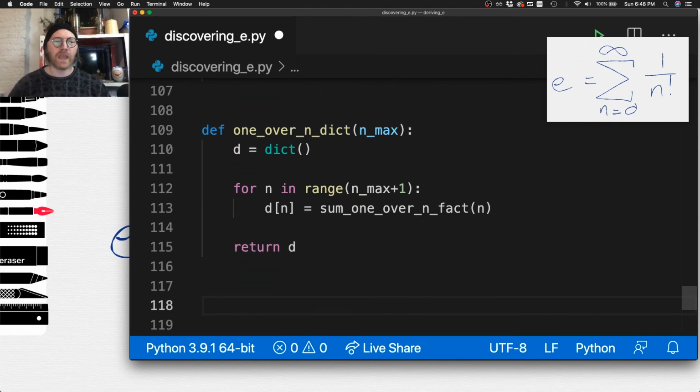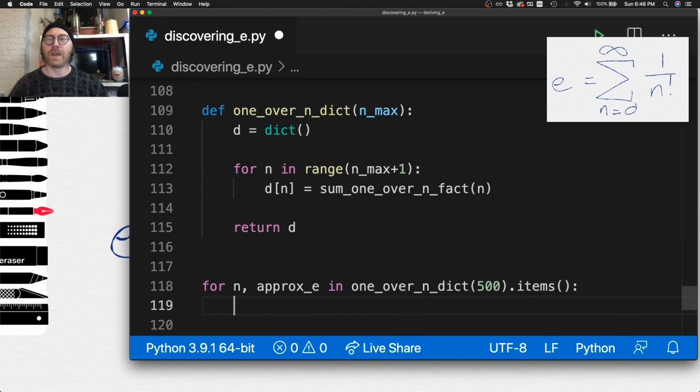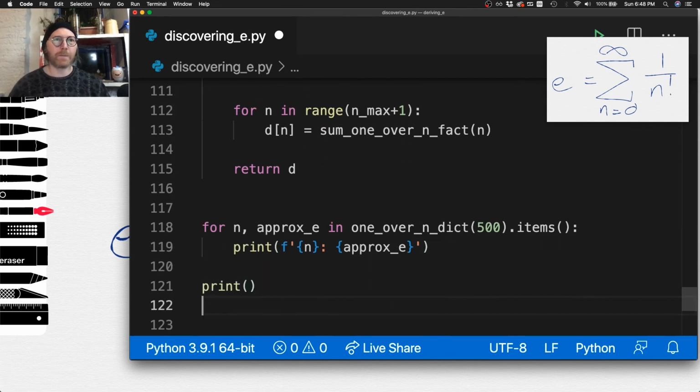And again, we can just traverse one of these dictionaries and see our output. So for n and the approximate e in 1 over n dictionary, and let's just do 500 again, 500 dot items. I always forget that method, and then I get an error, but I am not forgetting it this time because I'm being very intentional. So there's our n, and here's our approximate e. Okay, so let's print that, and let's also print e.